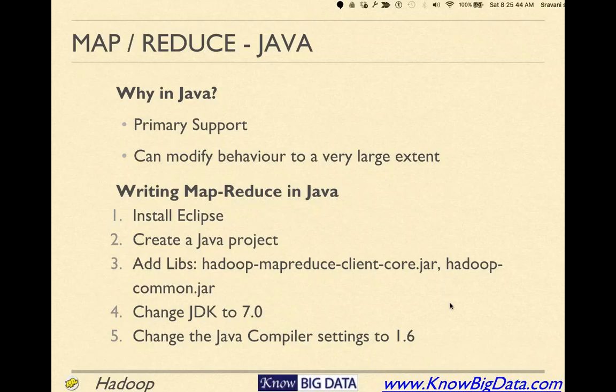All right. So why do we need to do MapReduce in Java? Because even though we were able to do it without Java, one is that Java has primary support with Hadoop. Hadoop is written in Java, so it's easier to provide a library in the same language. And since it has primary support with Hadoop, you can modify the behavior to a very large extent.